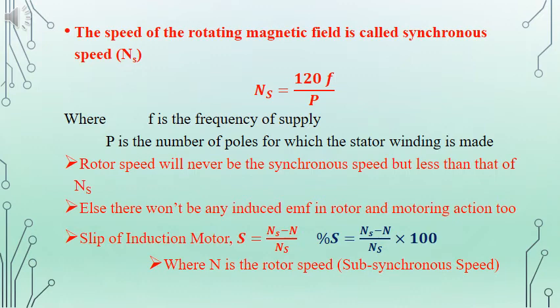As I had already mentioned, the speed of the rotating magnetic field is called the synchronous speed, and it is given by the equation Ns = 120f/P, where f is the frequency of the supply and P is the number of poles of the stator winding. The speed of the rotor will always be less than synchronous speed, and the speed of the rotor is given by N. We have a term slip, which is given as (Ns - N)/Ns, or the percentage of slip is given as (Ns - N)/Ns x 100.